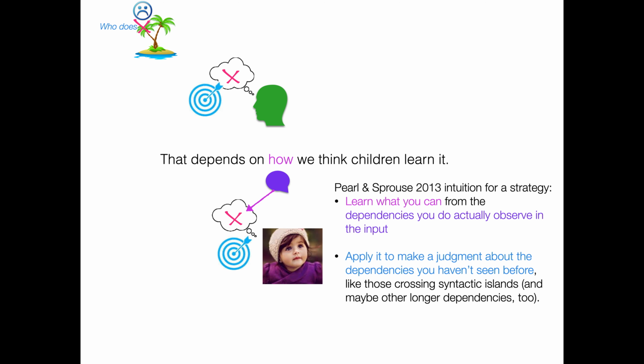So an intuition from Pearl and Sprouse 2013 was like, okay, here's how children could learn it. You learn what you can about WH dependencies from the dependencies you do actually observe in the input, whatever they are. And then with that learned knowledge, you can apply what you've learned to make a judgment about any dependency, including dependencies you haven't seen before, like those, say, that cross syntactic islands or maybe other longer dependencies. You have the ability to generate a judgment about things you haven't seen on the basis of what you have seen.